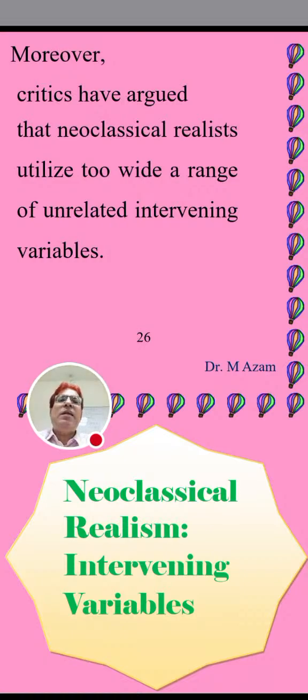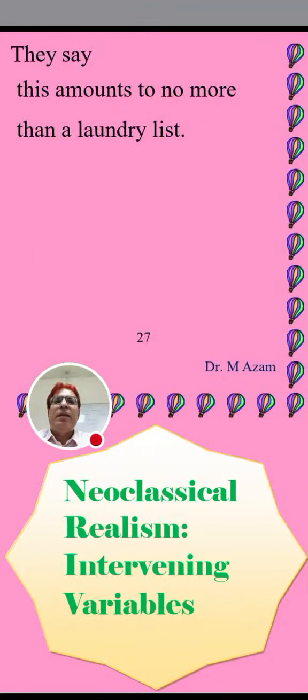Moreover, critics have argued that neoclassical realists utilize too wide a range of unrelated intervening variables. So it is another criticism. The critics say the intervening variables are too many. There's a laundry list. Laundry list means when something is too much, more than required. They say this amounts to no more than a laundry list.